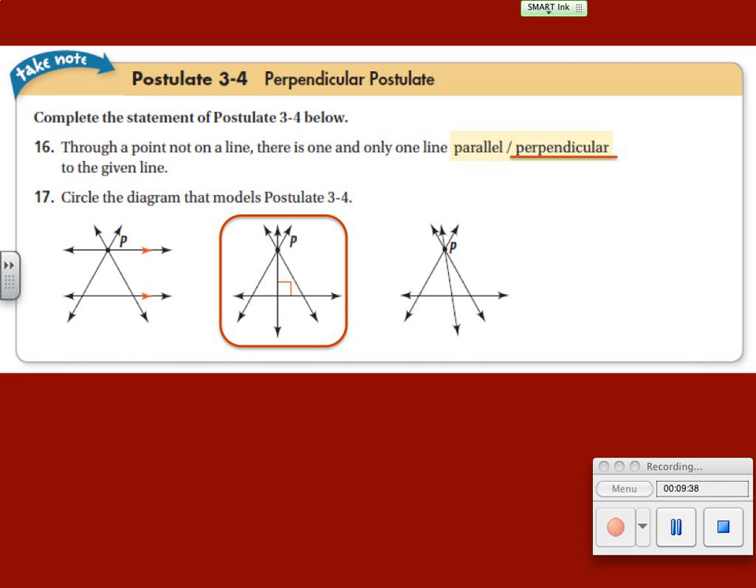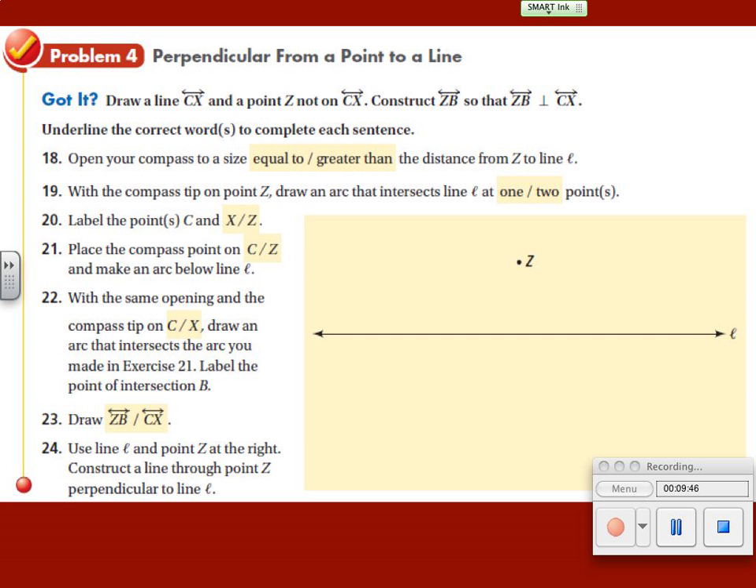So if we look at our problem for a perpendicular from a point to a line, we're going to do this construction together. We're going to open our compass to a size greater than the distance from Z to line L. With the compass tip on point Z, we're going to draw an arc that intersects line L at two points. So there's my arc. Your arc's going to be better than this. This is the best I could do, but it gives you an example of what you need to do. Now we're going to label the points C and X. So there's C and there's X.